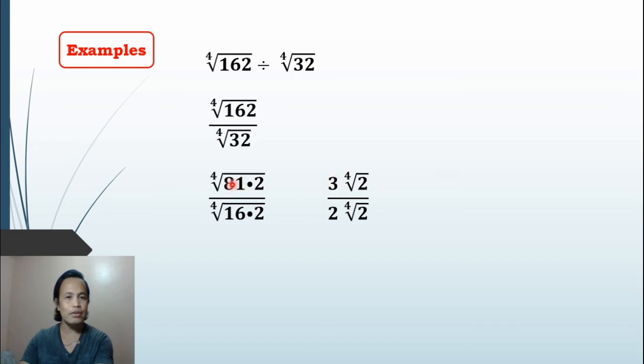What remains in the radical is the fourth root of 2, because 2 is not a perfect fourth power. The same happens for 16. The fourth root of 16 is 2, that's why we have the 2 outside the radical, and what remains in the radical is the fourth root of 2. This time, we have the fourth root of 2 and the fourth root of 2, so we can cancel them out because they are the same. What remains as our final answer is 3 over 2. So this is now our final answer.